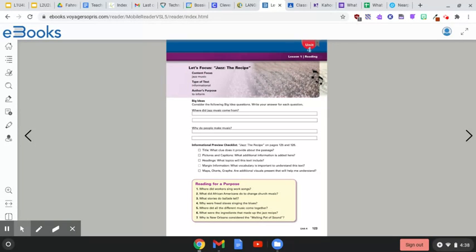Jot down an answer in your student books to those questions. We'll come back to these questions after we finish our exploration of jazz. You will have much more to add to your answers. You can edit your answers as you gain information.